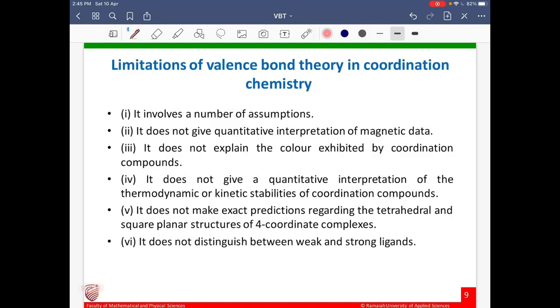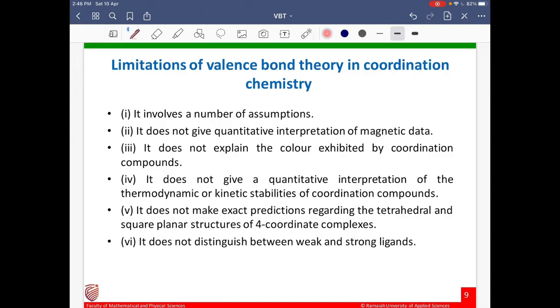Now, what are the limitations of valence bond theory in coordination chemistry? It involves a number of assumptions. It does not give a quantitative interpretation of magnetic data. It does not explain the color exhibited by coordination compounds. It does not give a quantitative interpretation of the thermodynamic or kinetic stabilities of coordination compounds. It does not make exact predictions regarding the tetrahedral and square planar structures of 4 coordinate complexes. It does not distinguish between weak and strong ligands.